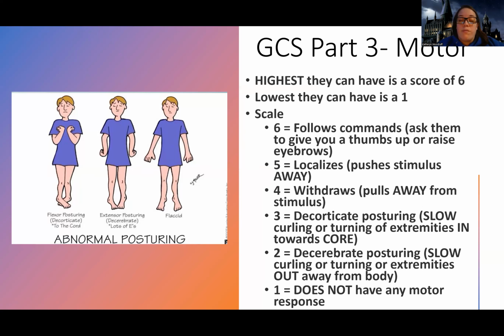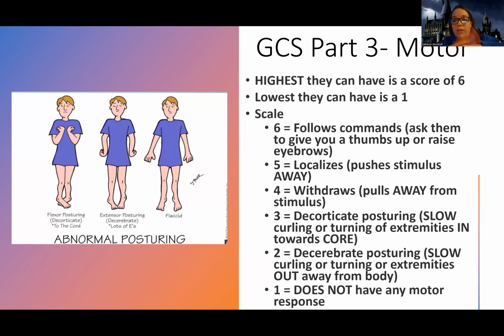The lowest level before a 1 is what's called decerebrate posturing. Instead of that slow inward, it's a slow outward, where they're pushing and extending their arms out, like you can see in the center of the picture, and then the feet are pointed out. I think decorticate is better because they're still protecting themselves, whereas with decerebrate, they're no longer protecting themselves. And then it has flaccid here, which would be like a 1. They have no motor response.